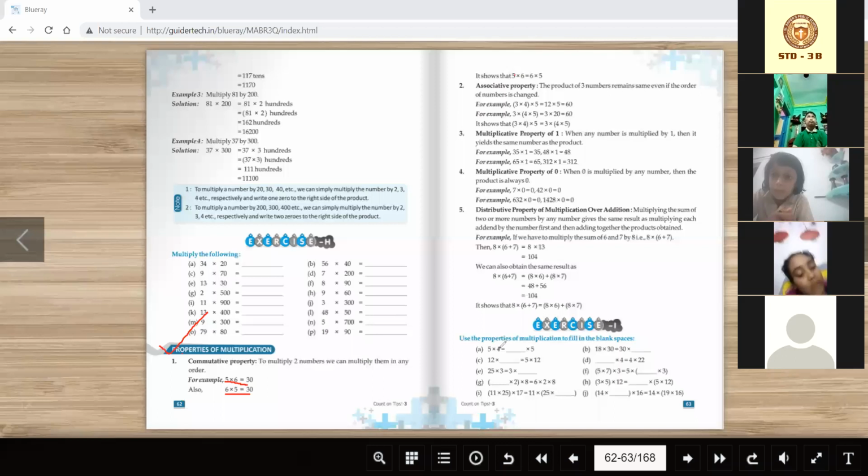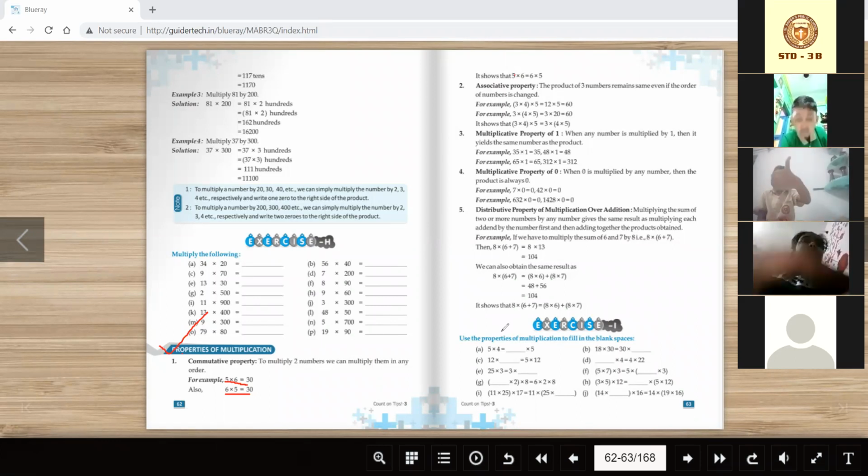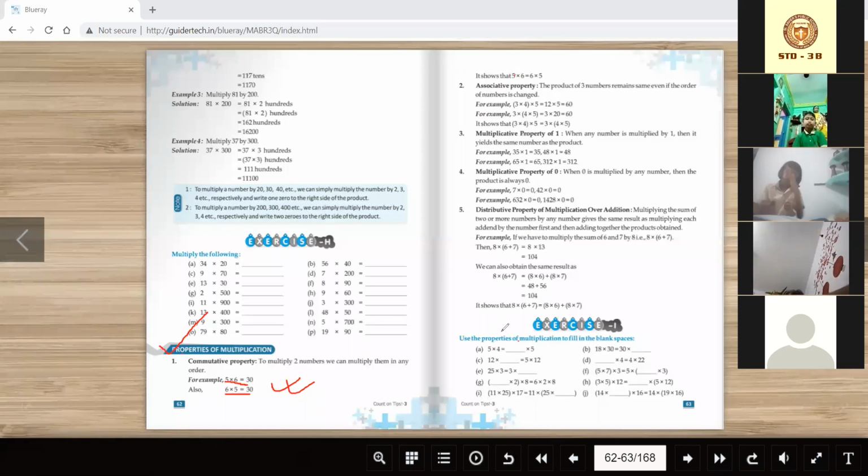So here first sum in Exercise I, A sum. All of you go to A sum, you can see A sum. So this type of sum, how can we solve? If we are using this property, here we can write 5 into 4 equal to 4 into 5, because it shows that 5 into 6 equal to 6 into 5. Next, here we are coming to associative property.